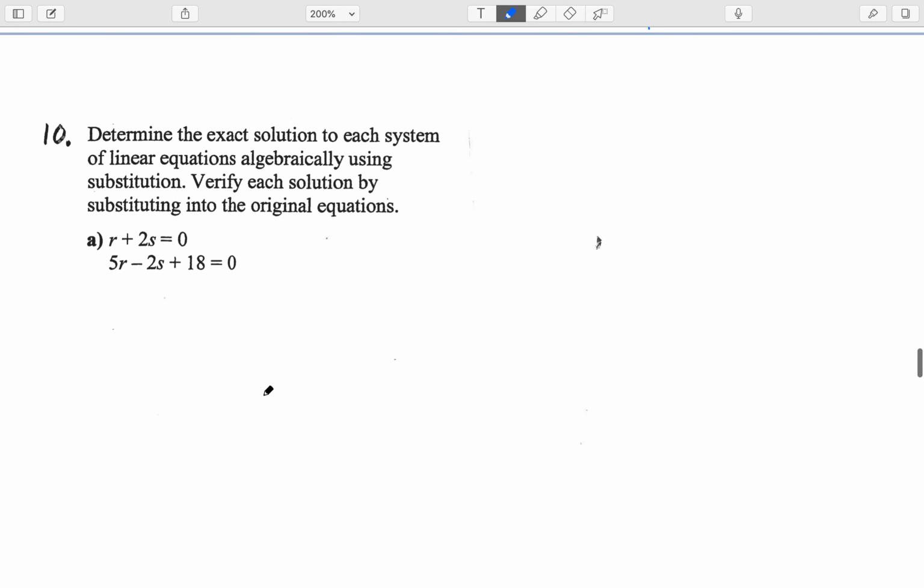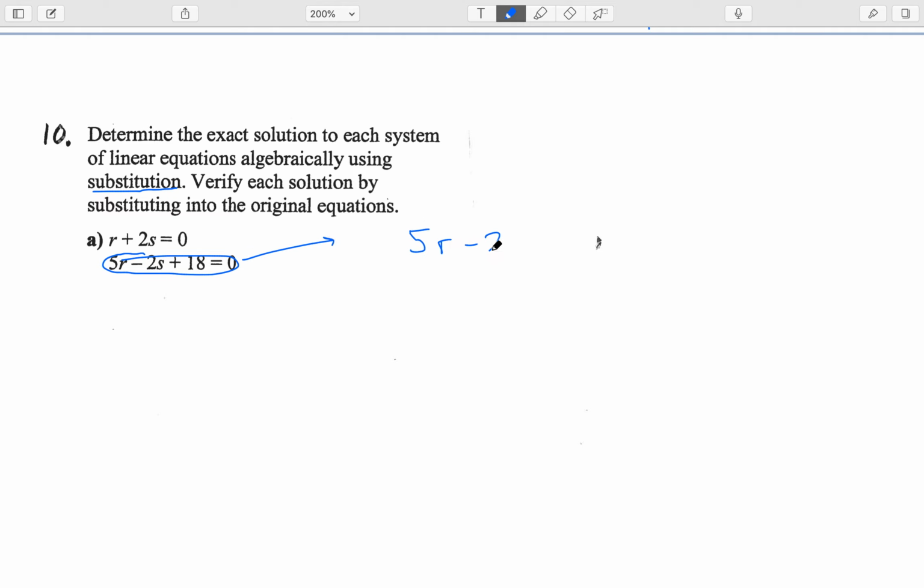Okay, let's do this one. Determine the exact solution algebraically. Okay, so substitution. That's where you solve for either x or y or something, and you plug it into the other one. Okay. I could either start with this first equation or this second one. You know what? I'm going to take this one. I'm going to move it over here.